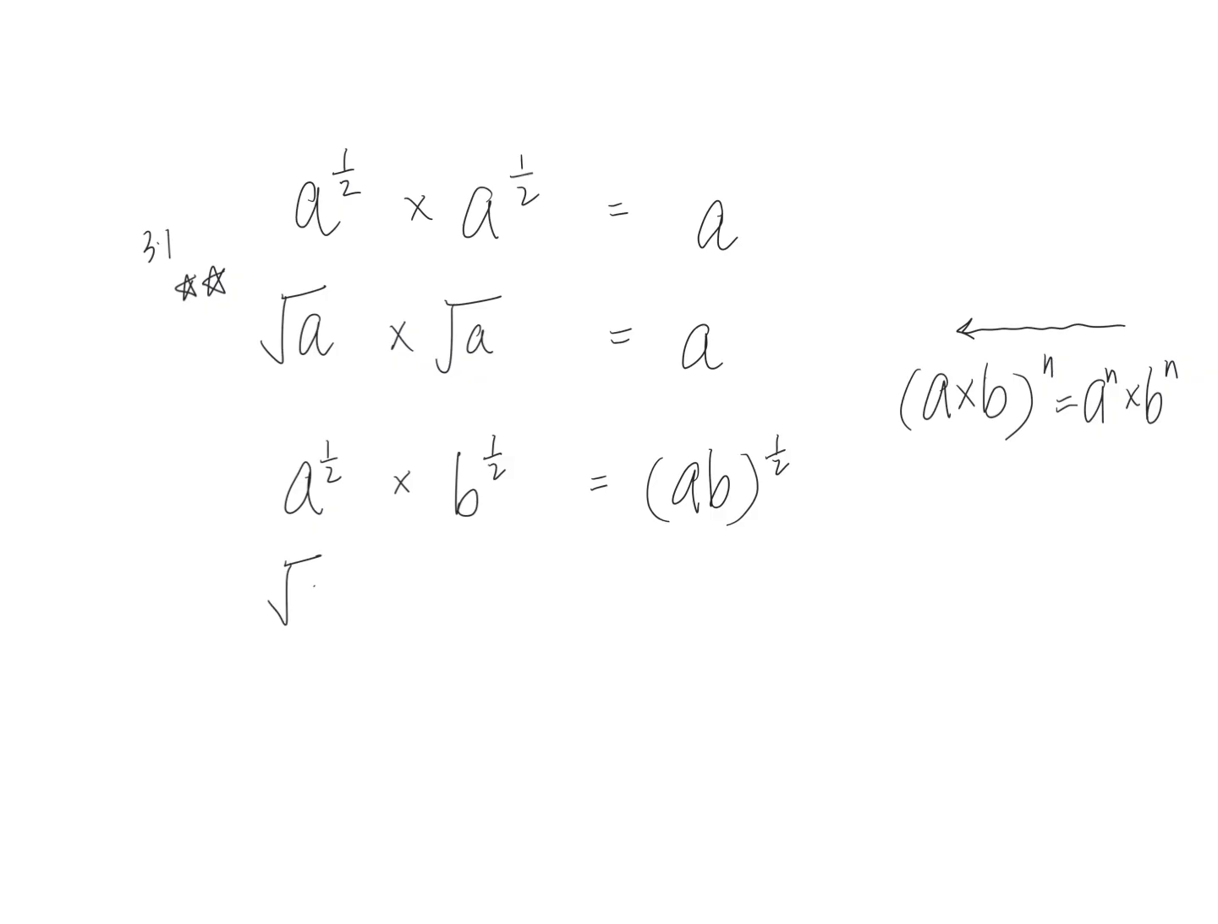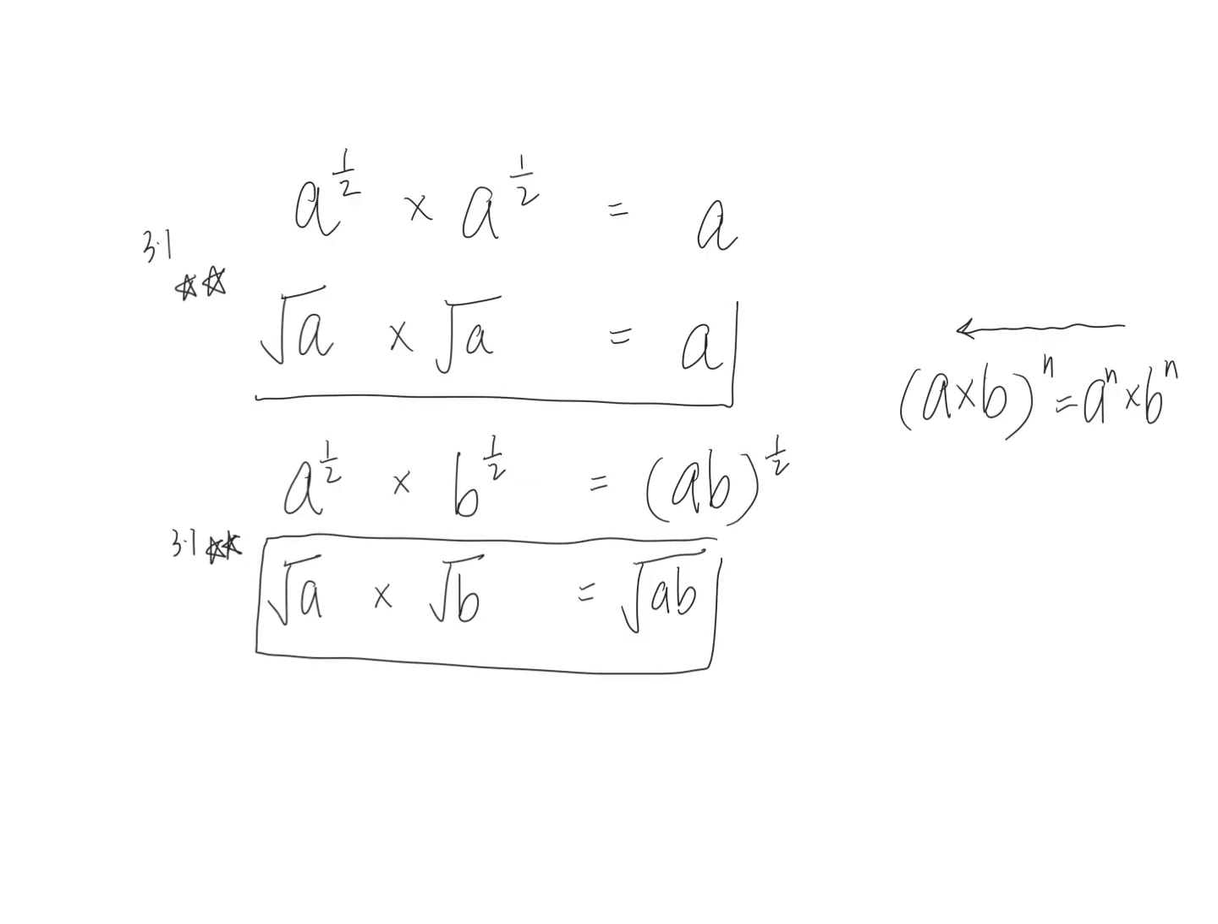So this tells us that if I have two surds, two different square roots, two different radicals, if I multiply them together, I just combine them under the square root. That's all. So this is your 3.1 second property of surds. So all these are nothing new. It is derived from your indices law.